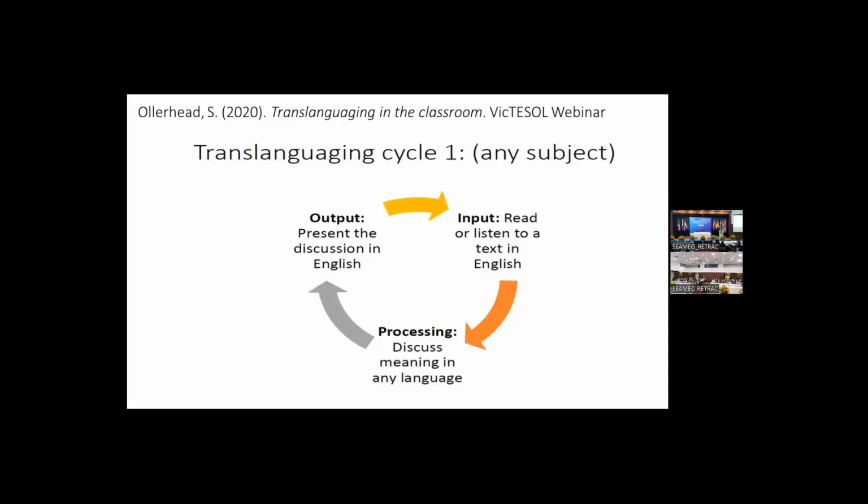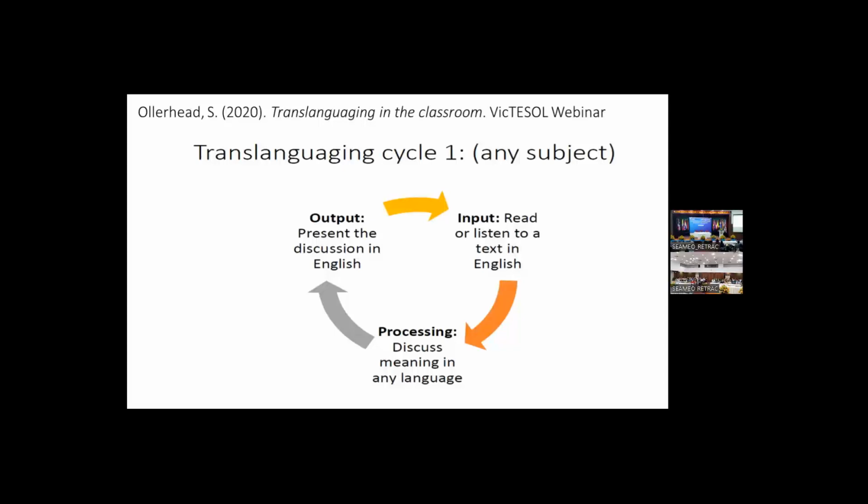Nevertheless, Sue Ollerhead's got some great ideas here. Comes from her webinar on translanguaging in the classroom, which shows that you can use what she calls a translanguaging cycle to actually drive the output in English. So there's always a payoff in terms of use of English by having different approaches to the input and processing stages. So the input may well start with English, but the processing would be in other languages.